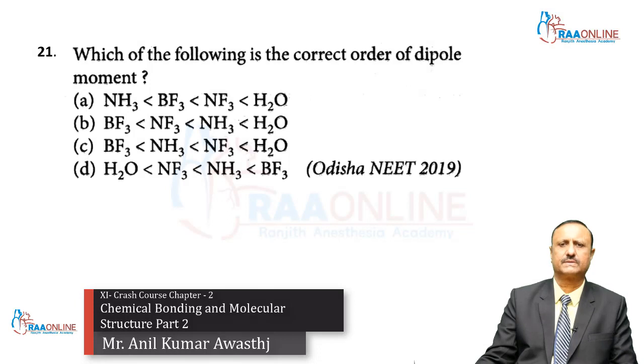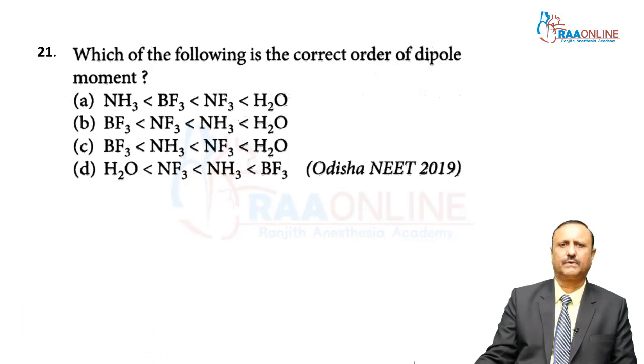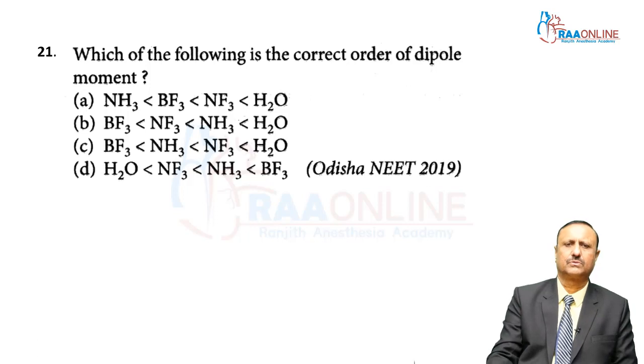Now, my dear students, we can see question number 21. Which of the following is the correct order of dipole moment? Here, we can see the correct order of dipole moment, when the dipole moment is greater or lower. You can see here that where lone pairs of electrons are maximum present, the dipole moment is more. So, A, B, C is the answer. D is not, because there the dipole moment is 0.